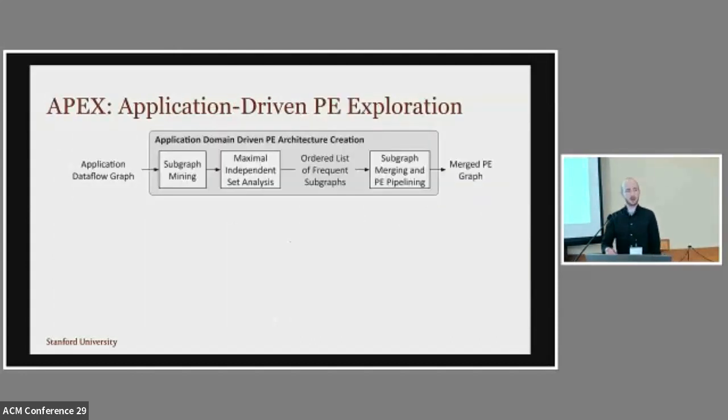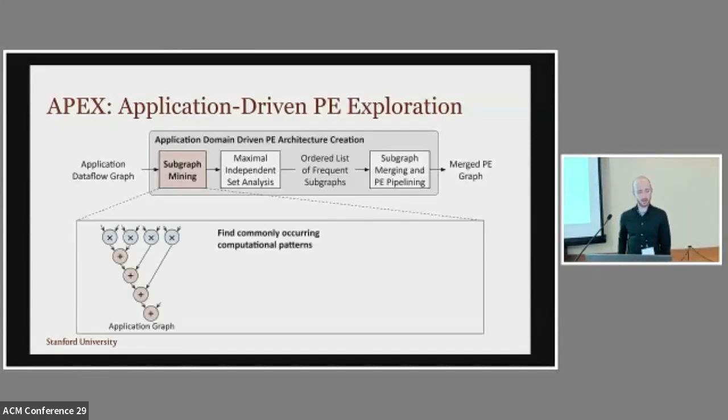The first main contribution of APEX is application-driven PE exploration. On this slide, I'm showing a flowchart of what this looks like. On the left, it starts with an application data flow graph. At the end, we should produce some sort of PE specification, in this case, a merged PE graph. I'll go through briefly what each of these steps looks like.